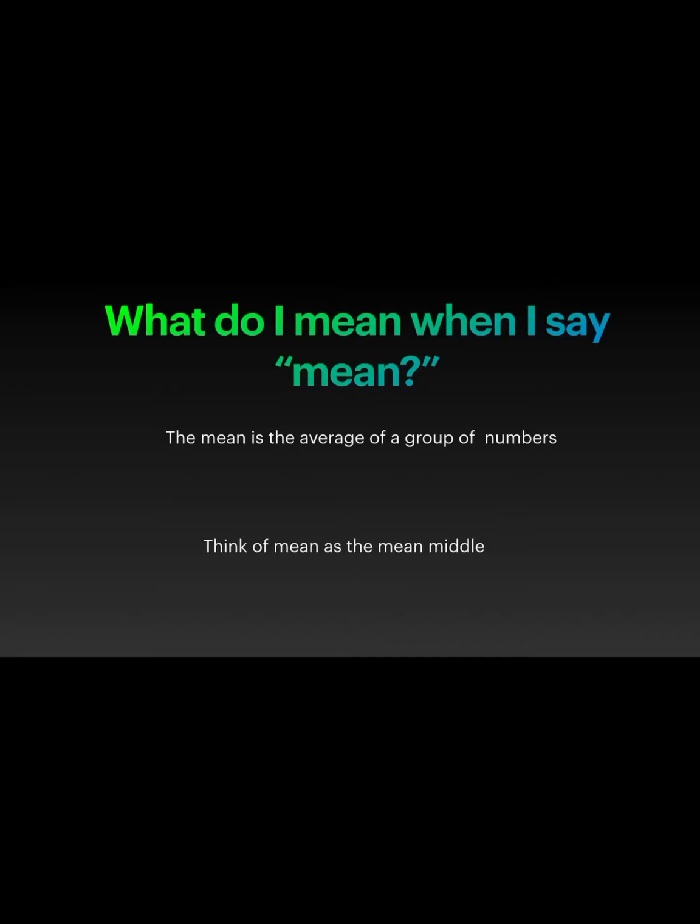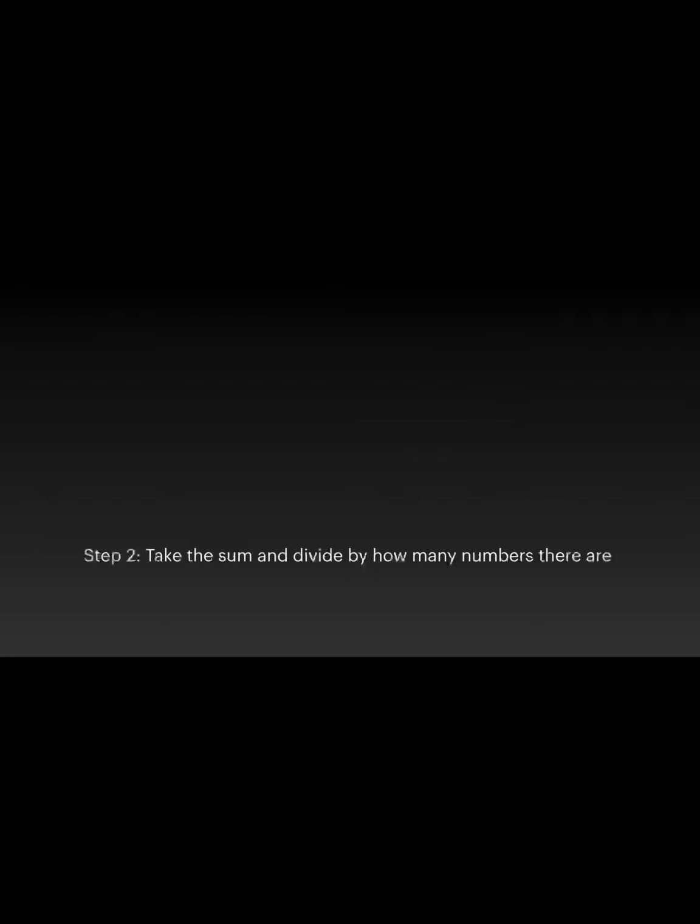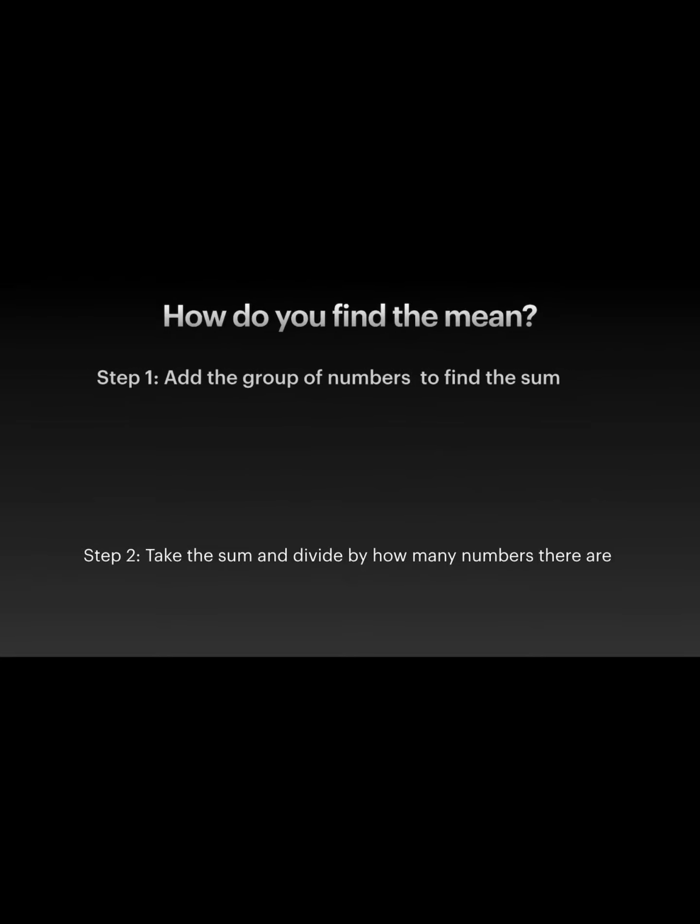What do I mean when I say the word mean? So the mean is the average of a group of numbers. I like to think of mean as that mean middle, the mean middle child in my family, or just the middle. So we find the mean by 2 steps. Step 1, we add the group of numbers to find the sum. And step 2, we take the sum and divide by how many numbers there are.